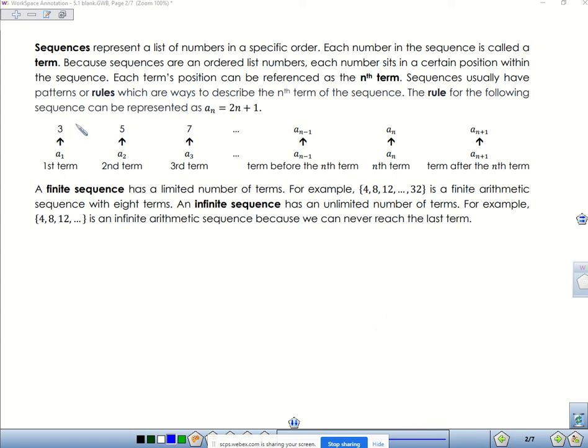So looking at this sequence, 3, 5, 7, what are you noticing the pattern should be? What'd you say? Yeah, it's increasing by how much? 2 each time, right? So each time we're adding 2.